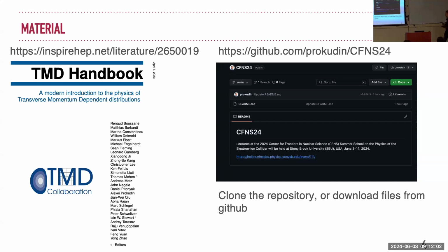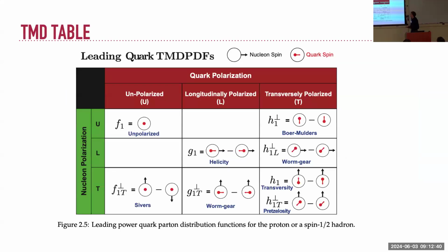The material first and foremost is this TMD Handbook. That's the thing that we were writing for 5 years in the TMD Collaboration, sponsored by the Department of Energy. That was our final project, a textbook of TMDs. You're welcome to download this, and I base my lecture on it. Everything that I'll tell you these 2 days will be located on the Indico, and also on GitHub, cfns.school. You're welcome to clone this repository and get files from there. Okay, so let's not go into the TMD table yet.